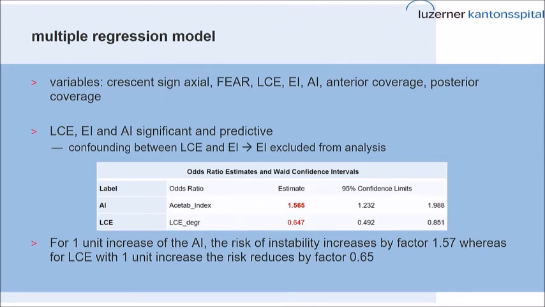And what we found then is, not surprisingly, that the crescent sign was not significant, but mostly the adsorption index showed that for a one unit increase, or one degree increase, of the adsorption index, the risk of instability increased by a factor of 1.57.